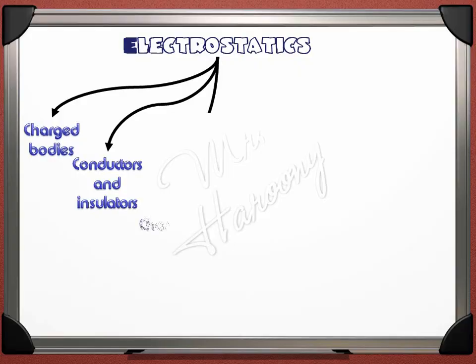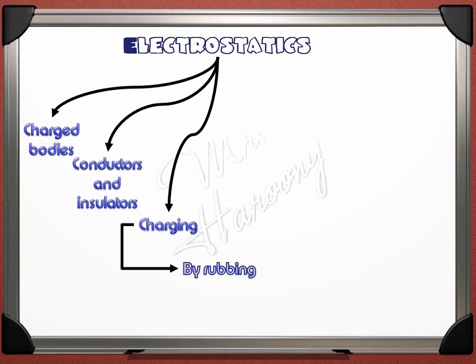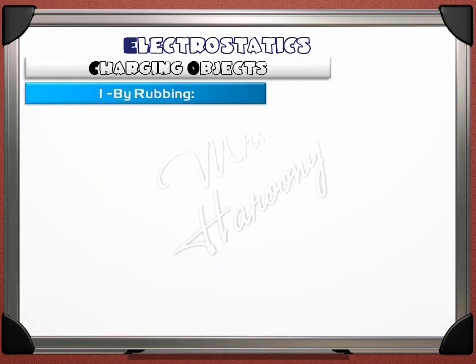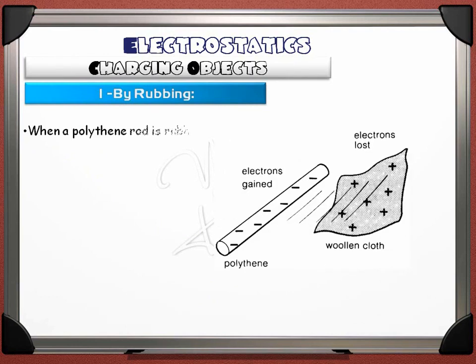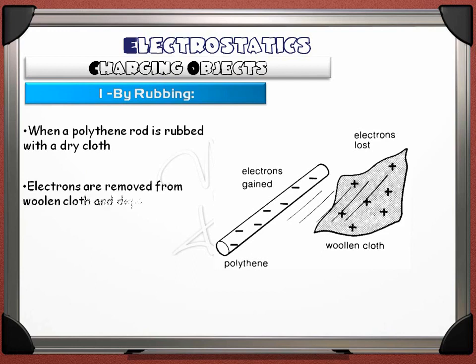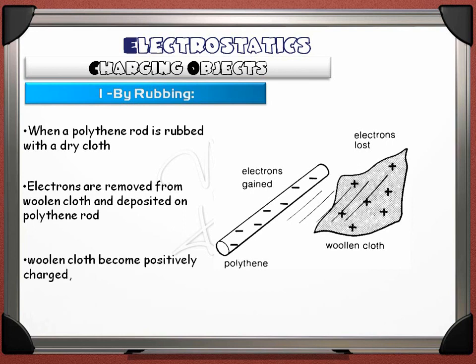The third part in this lecture is methods of charging different objects. 3 methods of charging we can talk about: charging by rubbing, charging by contact, and charging by induction. Number 1. Charging by rubbing. When a polythene rod is rubbed with a dry cloth, electrons are removed from the woolen cloth and deposited on the polythene rod. Woolen cloth becomes positively charged. Polythene rod becomes negatively charged.